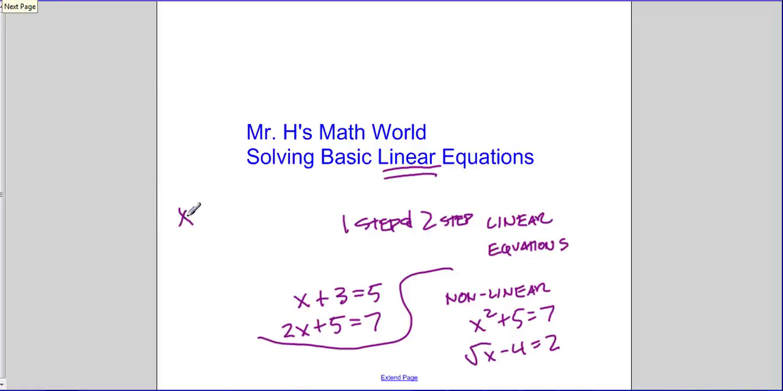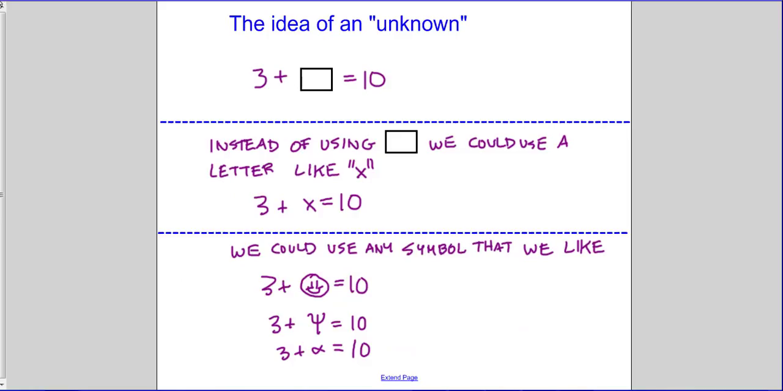because x is the same as x to the first. This means x multiplied by itself one time, which is just x. So first of all, the idea of an unknown, I mentioned that just a moment ago. So 3 plus box equals 10. Most students already understand what that means. That is, what goes here that I add to 3 that makes 10? Well, we know that's 7.